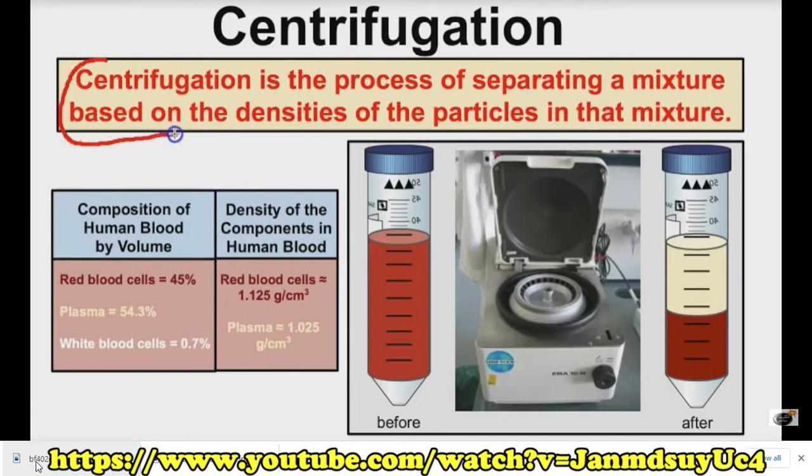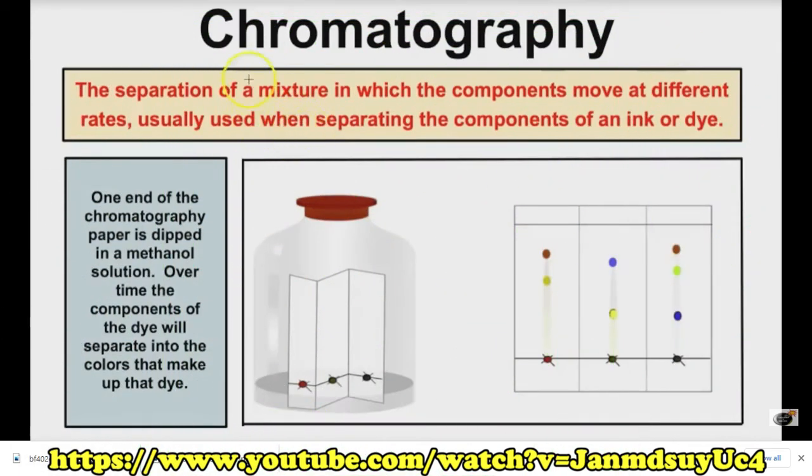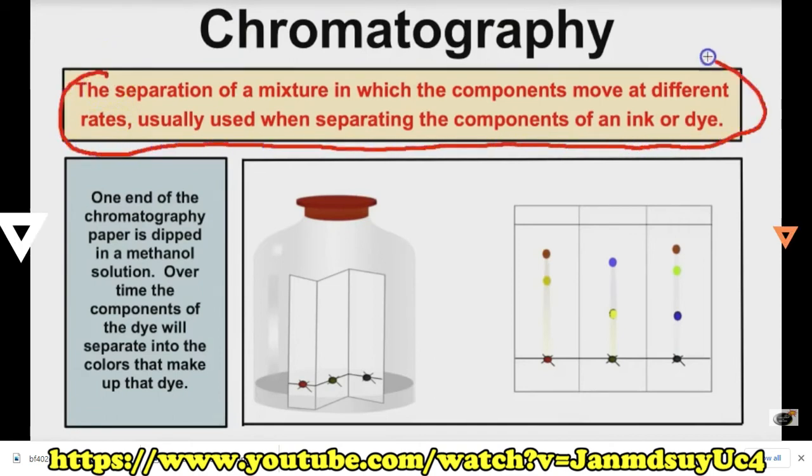Centrifugation is the process of separating a mixture based on the densities of the particles in that mixture. Chromatography is the separation of the mixture in which the components move at different rates, usually used when separating the components of an ink or dye.